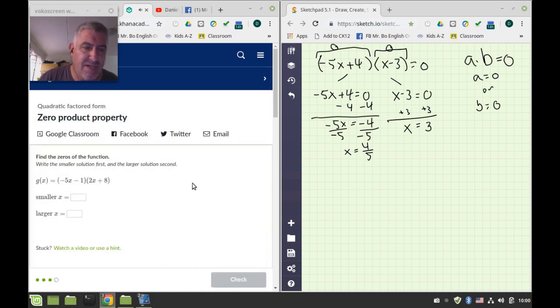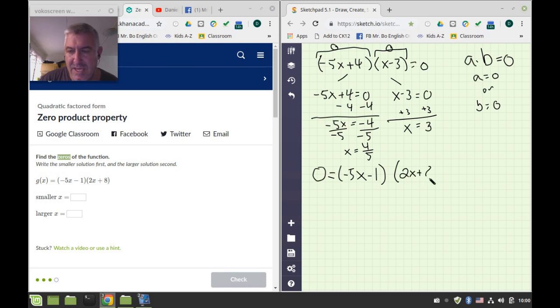Okay, so let's look at the next problem here. Find the zeros of the function. So we want the zeros, so that means we want the time when the function is 0. So this is going to be 0. We're going to set the function equal to 0. 0 is equal to negative 5x minus 1 times 2x plus 8.